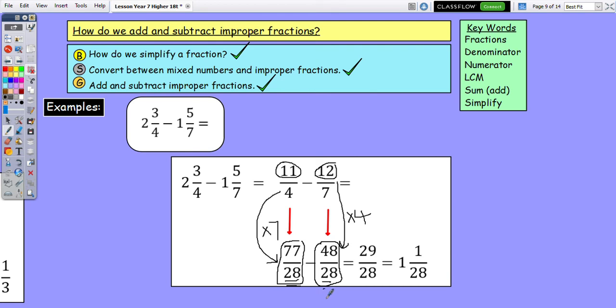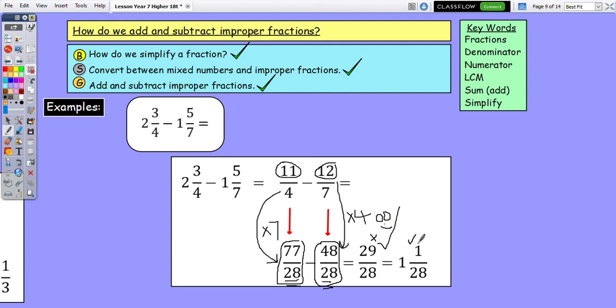Once they're the same, I can then subtract the numerators. 77 minus 48 gives me 29 over 28. This bad boy won't simplify. I've just converted it into a mixed number. 28 into 29 goes 1, remainder 1 over 28. Remember, that's the correct answer. Happy days. Everyone's a winner.